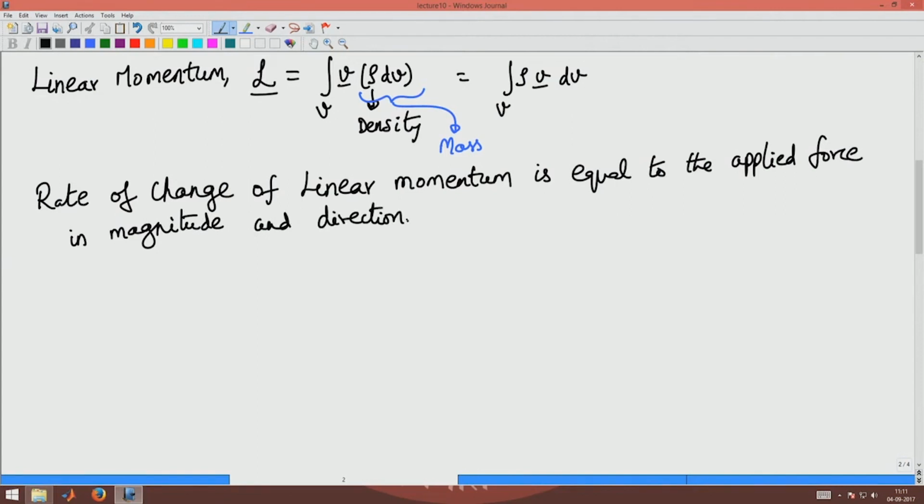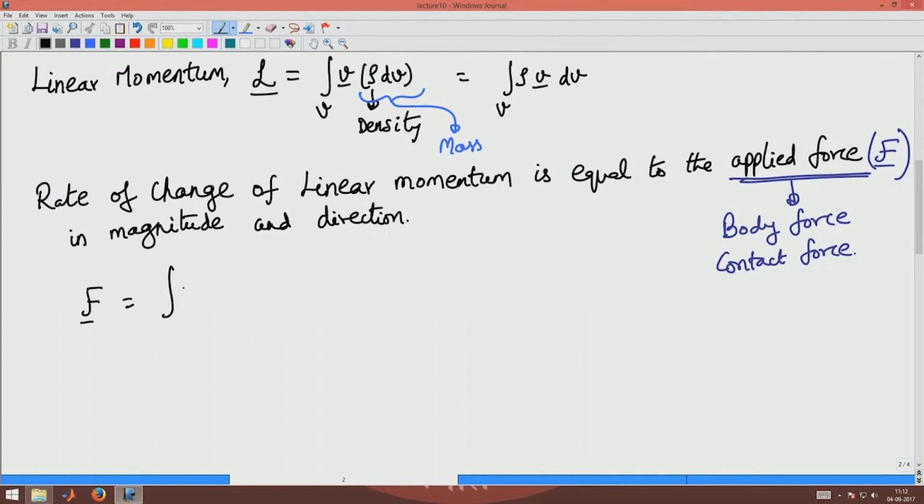So, what is the applied force? Applied forces are of two kinds, as we saw in the last class. One is what is called the body force, and the other one is the contact force. So, if we denote this applied force by vector F, it would be the integral of b times rho dV plus the integral of T sub n dA.